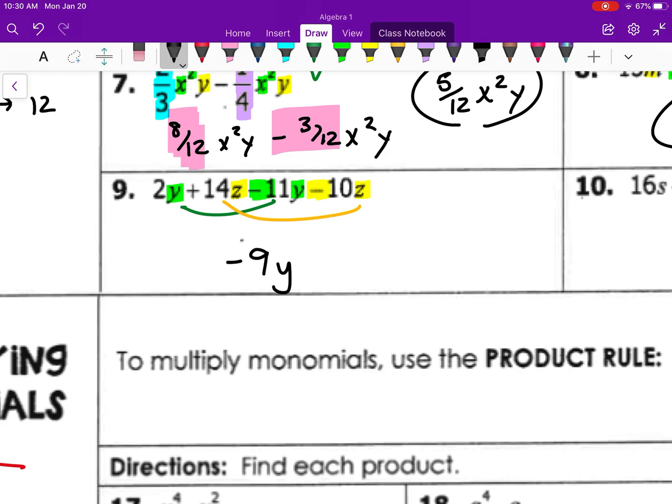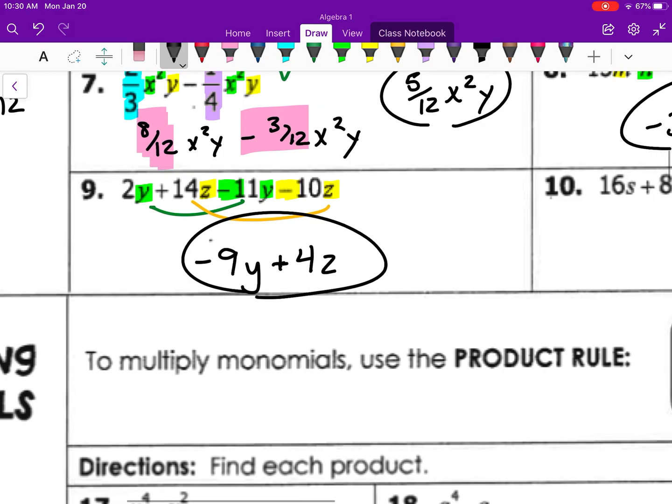For the z's, in front of 10 is a subtraction, so I'm going to subtract 14 minus 10. That would be a positive 4. And since it's a positive answer, I'm writing a plus sign. If it was a negative answer, I'd write a minus sign. Those don't go together and make negative 5. That is all you can do for the subtraction or addition.